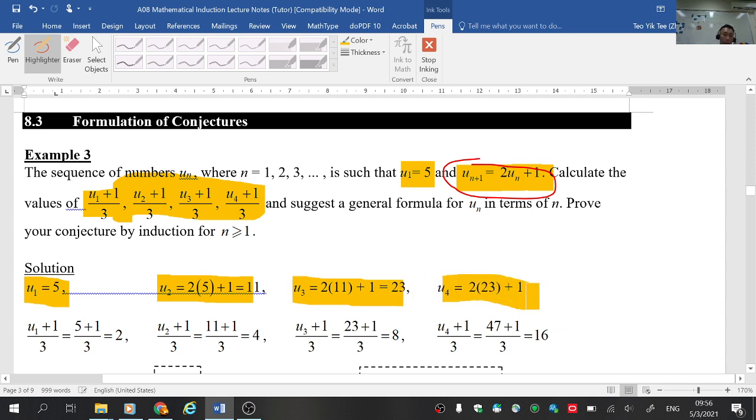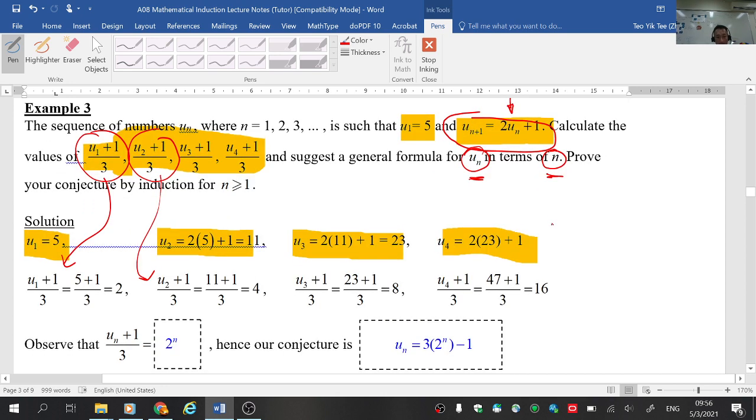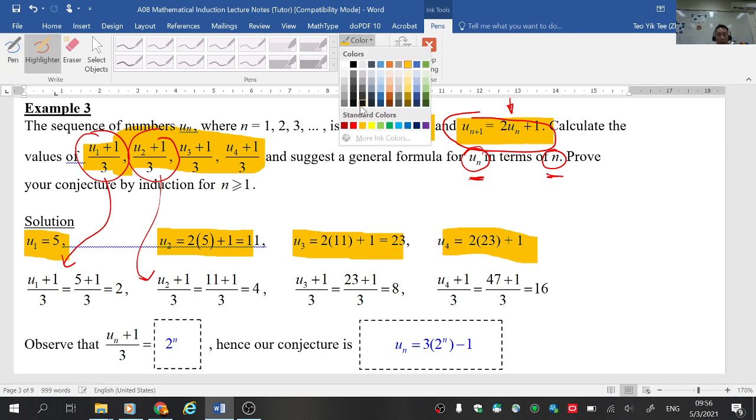Thereafter, look at what the question wants. The question wants you to find what is u1 + 1 over 3, calculate accordingly. Calculate what is u2 + 1 over 3, calculate accordingly, etc. Next, the question says suggest a formula for u(n) in terms of n. So this is a recurrence relation. It's technically not a u(n) in terms of n. So this is the tricky part. You need to make certain observation on your own.